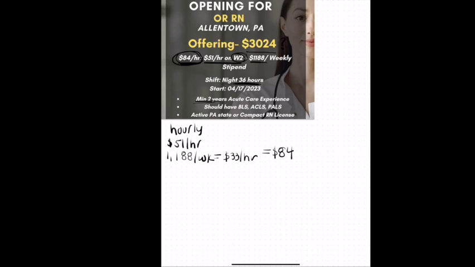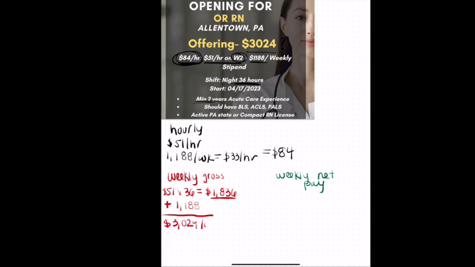Next, we will move on into the weekly gross and weekly net pay. All right, so we are making $51 times 36, which will be $1,836. And remember, this is the taxable part. Plus, now we add in the stipend, which is $1,188, which will give us a total of $3,024 per week.